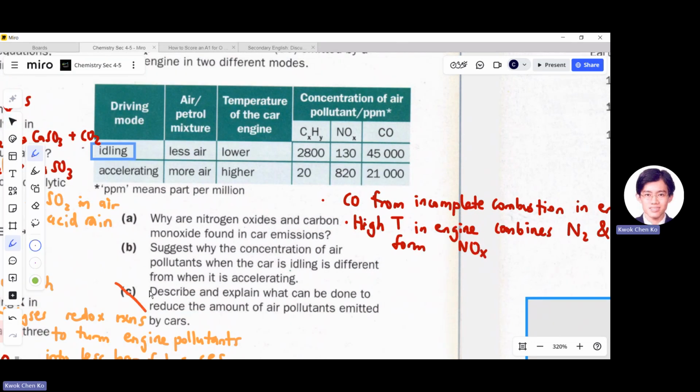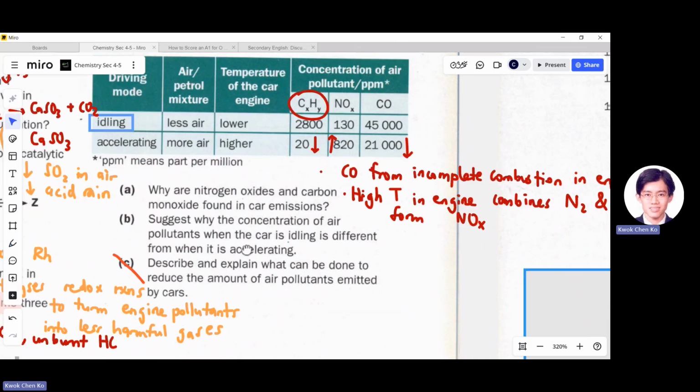Look at, by the way, you had better recognize this is referring to hydrocarbons, CxHy. It decreases from idling to accelerating. NOx increases. CO decreases. So you may want to work along those lines: which air pollutants decrease in concentration, which increase in concentration. All right.